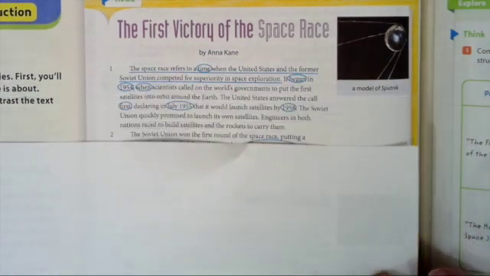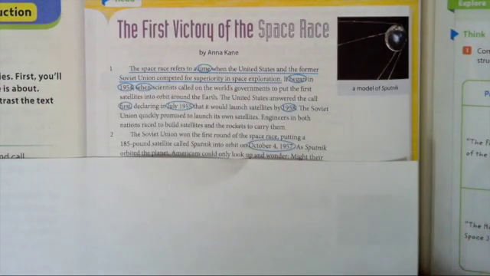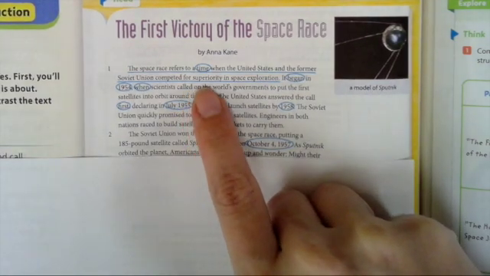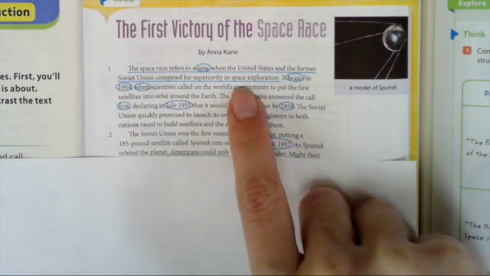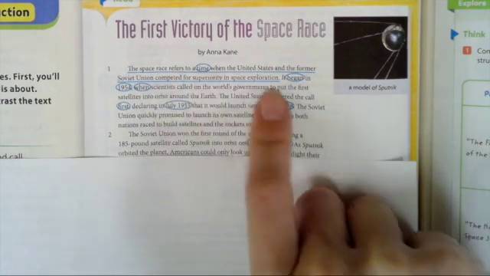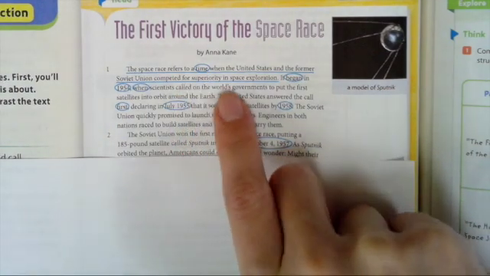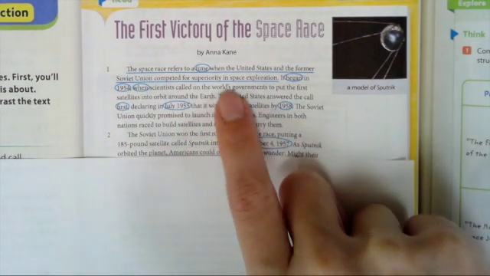The space race refers to a time when the United States and the former Soviet Union competed for superiority in space exploration. So we have the first sentence underlined because that is what they're telling us about. That is the topic, telling us about space exploration.